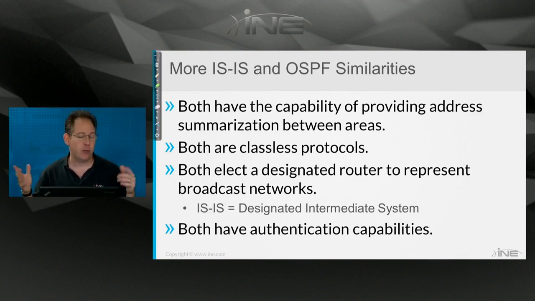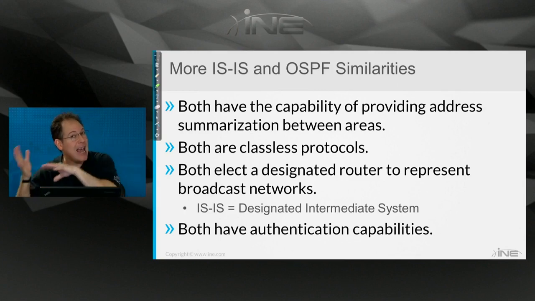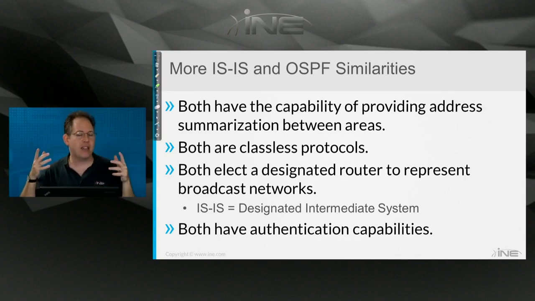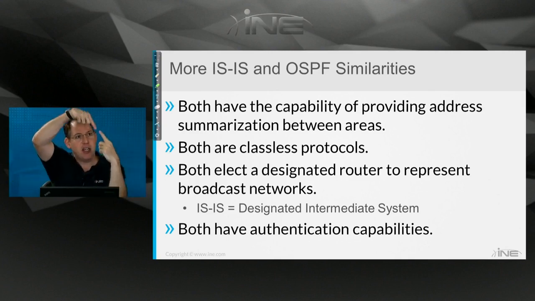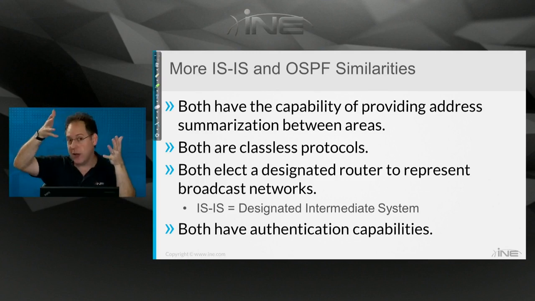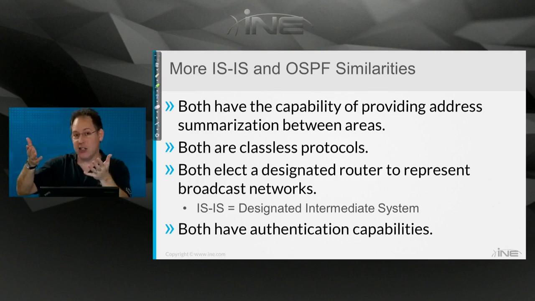Just as a real high level overview without going into the configuration, there's basically 3 ways you can do authentication within ISIS, which is kind of neat because OSPF doesn't have this. So with ISIS, you can have authentication just between neighbors. For example, on an interface, on a link, you could say, well, you two guys, if you're going to talk, you're going to use the password of Cisco. And between these 2 guys, you're going to use the password of INE. So you can do that. OSPF, you can do that too.